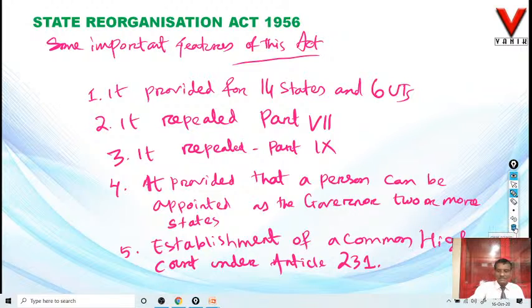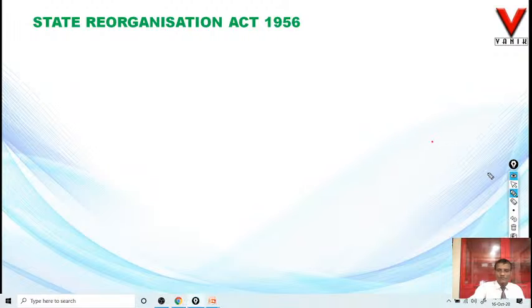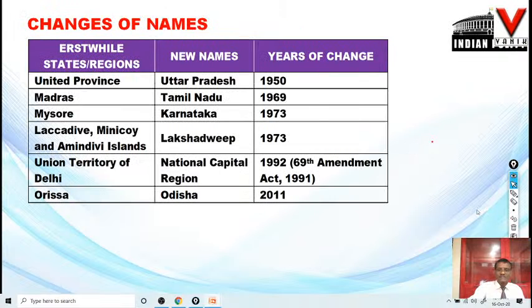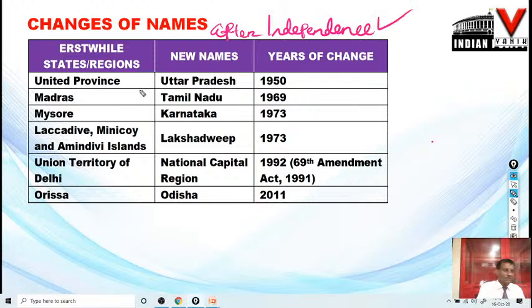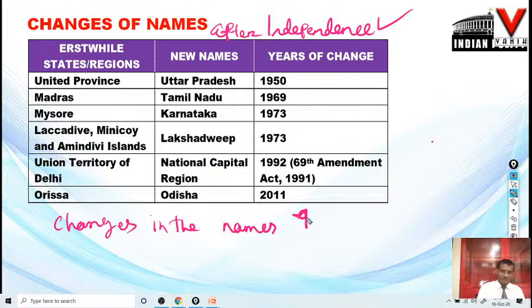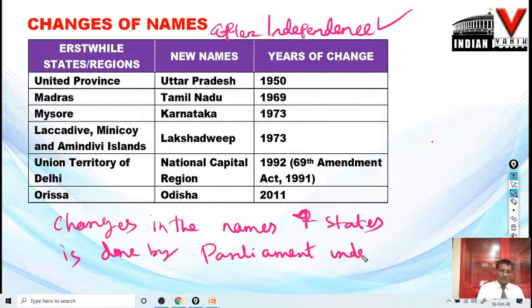Now we shall move to the next thing: changes of names in India after independence. I have told you that changes in the names of states can be done by Parliament under Article 3.